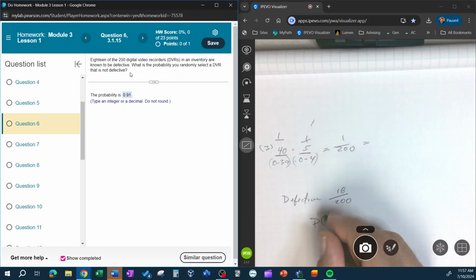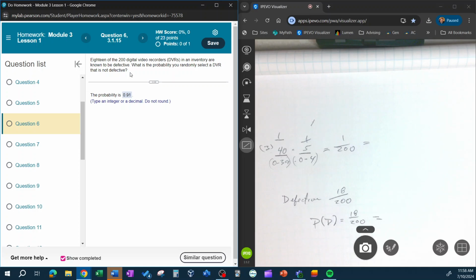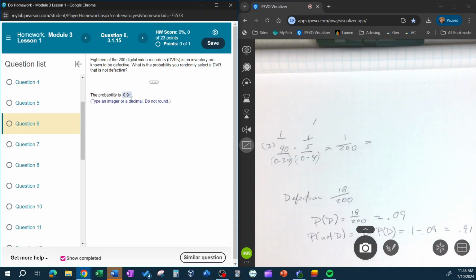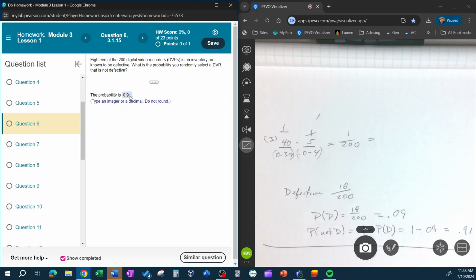The probability of defective is going to be 18 over 200, and that comes out to be 0.09. Then the probability of not defective is equal to the complement, which is 1 minus the probability of it being defective, which is 1 minus 0.09, which is 0.91. So that's how you get the answer there. Let's go on to problem 12.